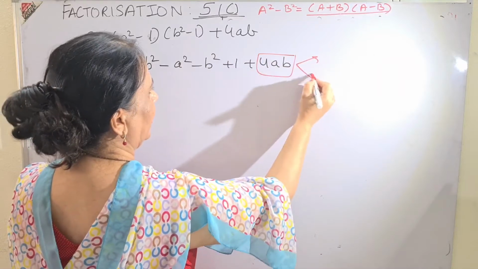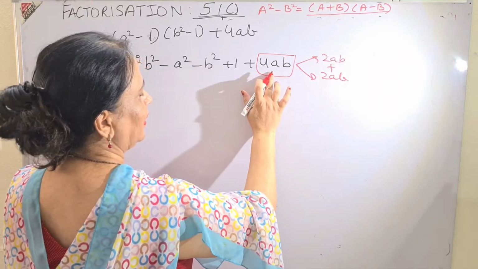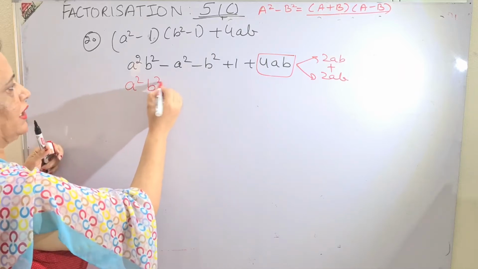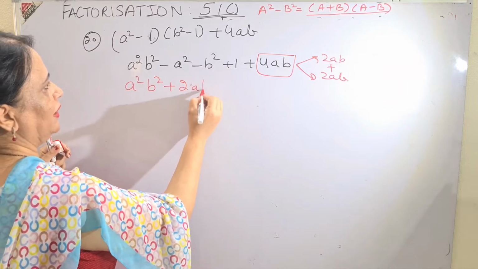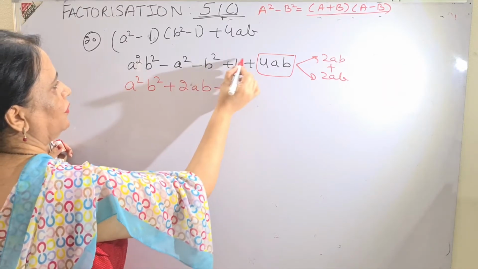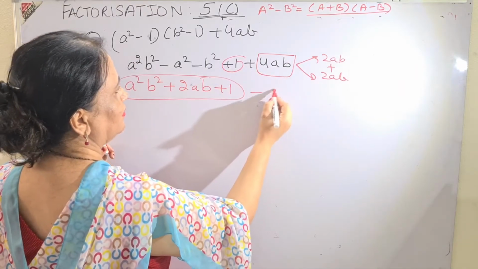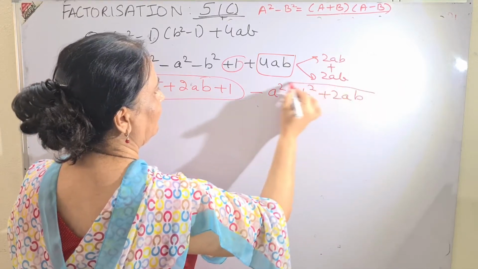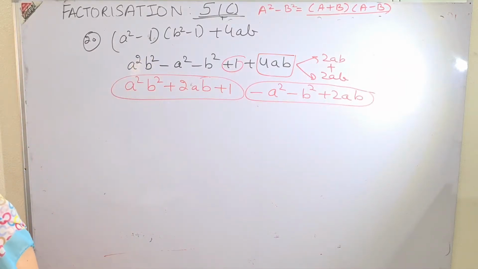4ab can be written as 2ab plus 2ab, which means the same thing. 2ab you will use with the first one, a square b square plus 2ab plus 1. So I have used 1 and 2ab, one of them, and the rest is minus a square minus b square plus 2ab. Now see, if I have written this with the red pen, how important this step is. I've changed 4ab into 2ab plus 2ab.